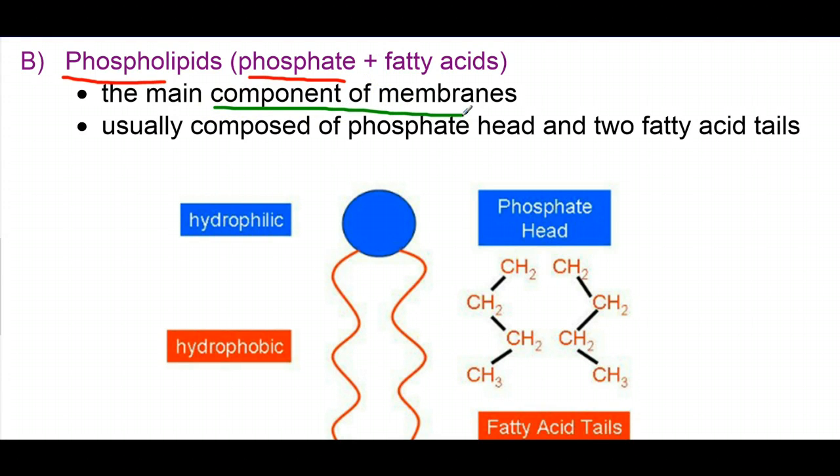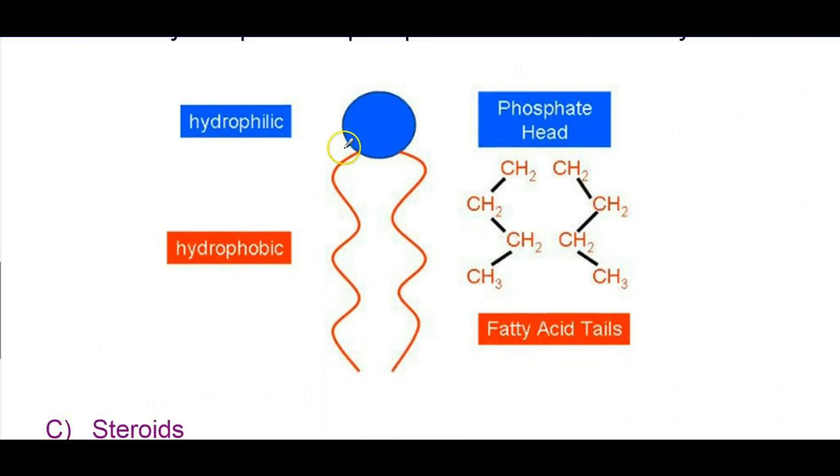We're going to spend a lot more time on this later on, but all you need to know right now is that phospholipids have a phosphate and fatty acid tails, and it's composed of 2 fatty acid tails. So it's always going to look like this. This would be our phosphate head, okay? And the tails that come off of it, there's always just 2. They're going to be your fatty acid chains or tails.